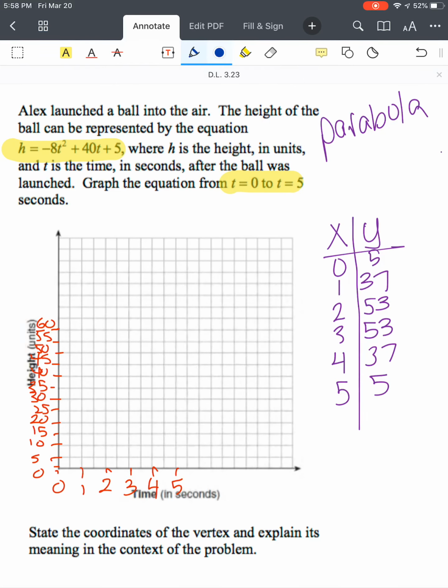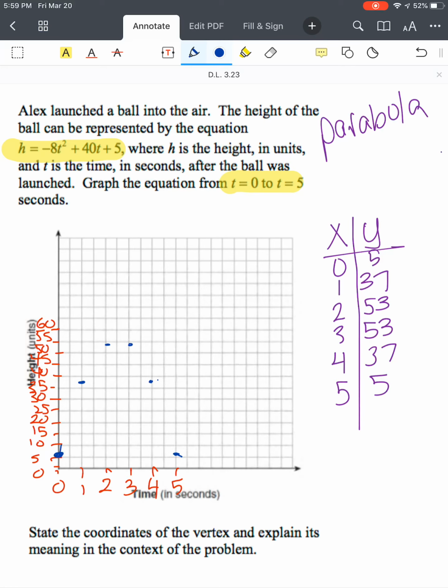So 0, 5. 1, 37, so that's between the 35 and the 40. 2, 53, so that's between the 50 and the 55. 3, 53. 4, 37. And 5, 5. Okay.